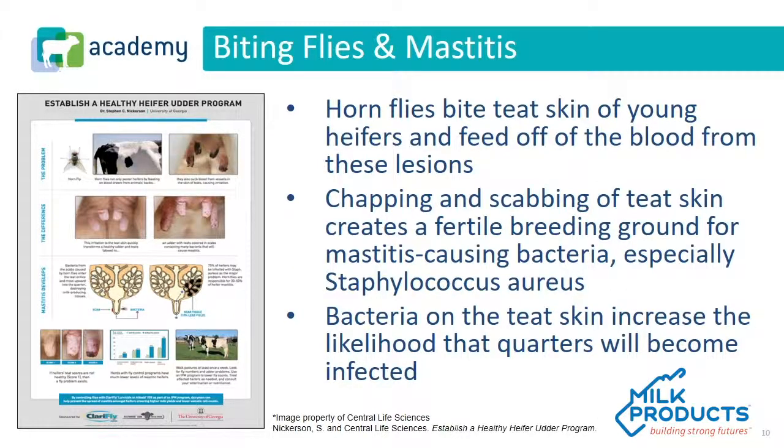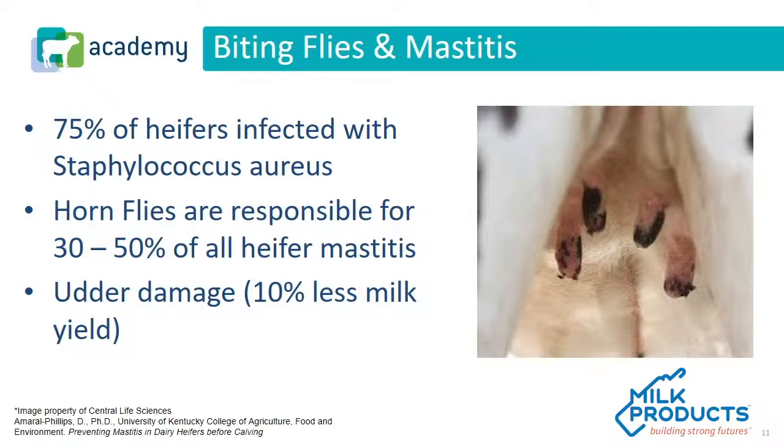The biting flies cause chapping and scabbing of the teat, and this creates a fertile breeding ground for mastitis-causing bacteria, especially Staph aureus. Bacteria on the teat skin increase the likelihood that that quarter will become infected with mastitis. 75% of heifers have been shown pre-lactation to be infected with Staph aureus. Horn flies are responsible for 30 to 50% of all heifer mastitis. Udder damage due to scarring from the fly bites results in, on average, 10% less milk yield.